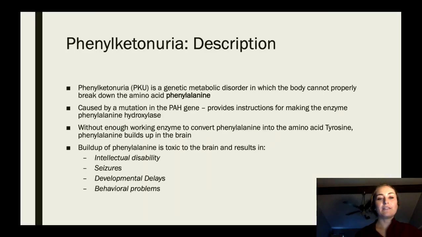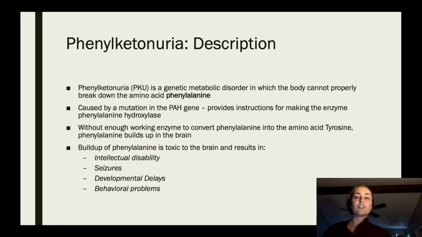So, what is phenylketonuria? PKU is a genetic metabolic disorder that basically affects how an individual metabolizes the amino acid phenylalanine. Normally, we would convert phenylalanine into tyrosine, but individuals with this genetic disorder are not able to make that conversion. We know the mutation associated with PKU is the PAH gene, which stands for phenylalanine hydroxylase. And this enzyme provides the instructions in order to convert phenylalanine into tyrosine.